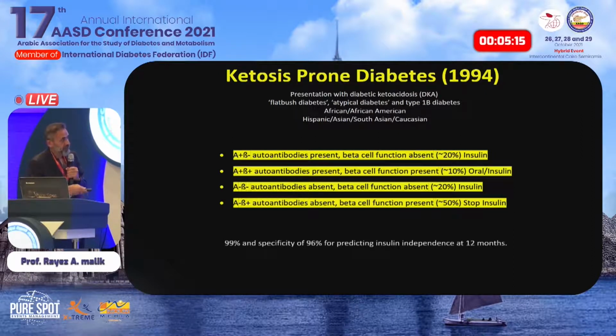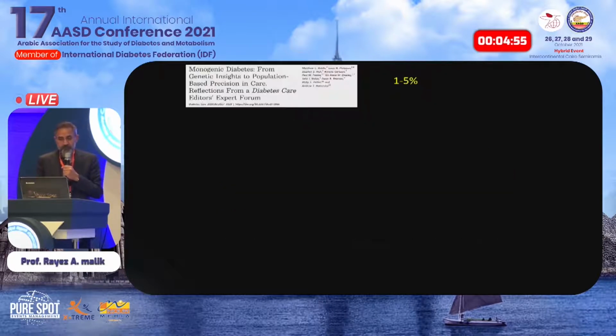And this grouping actually has 99% specificity and 96% sensitivity for predicting insulin independence at 12 months. And that's important because what you don't want is, just because this young patient presented with ketoacidosis, to keep them on insulin lifelong. So you have to think about this.